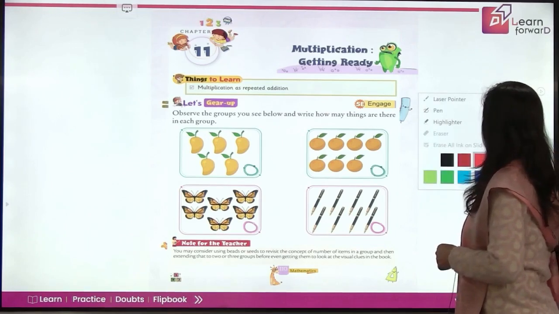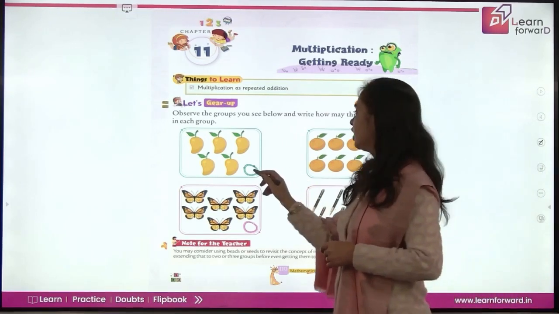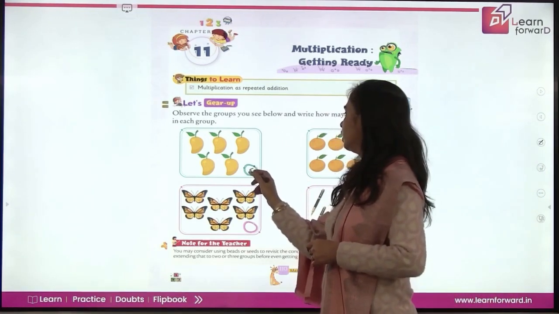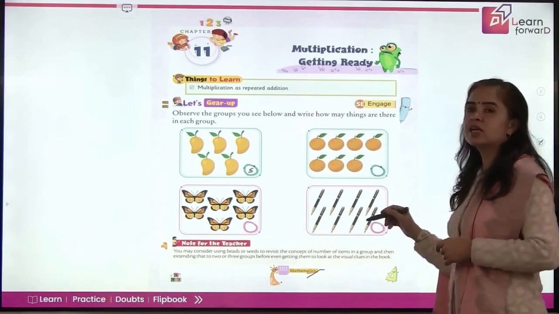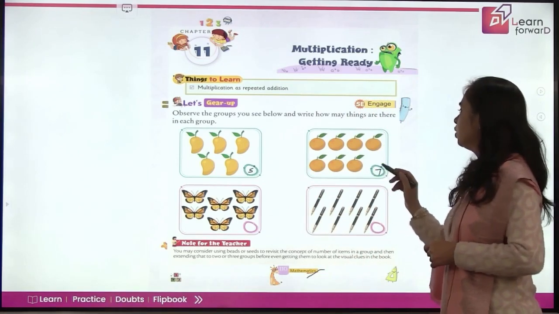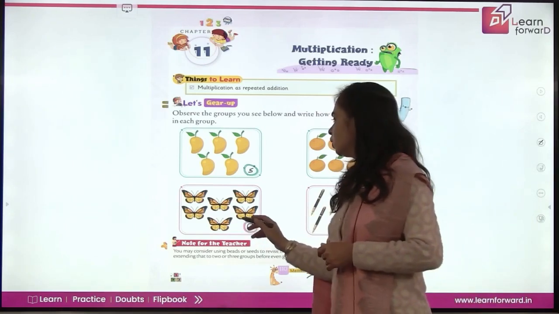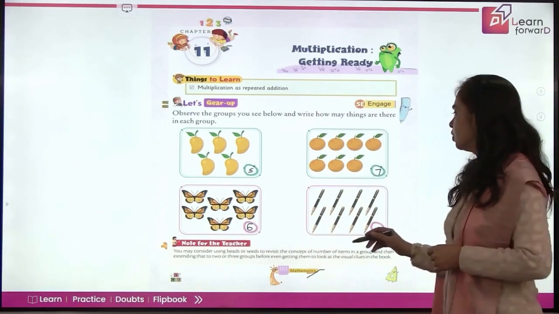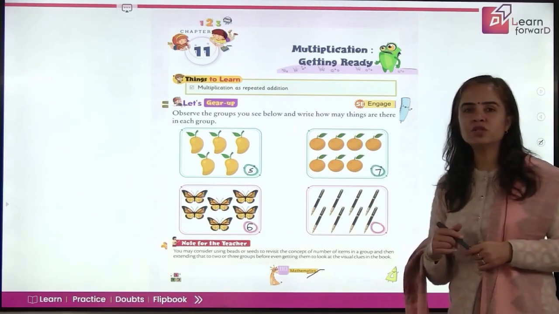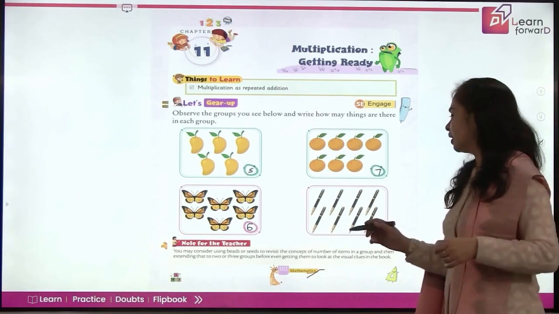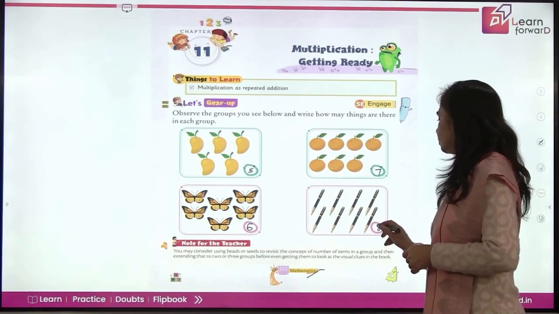So, can we just count? 5 mangoes. Okay. And what about this? These are 7 oranges. And what about the butterflies? You know counting well. This is 6. Perfect. And how many pens do you see here? Brilliant. That is 8. Very good.